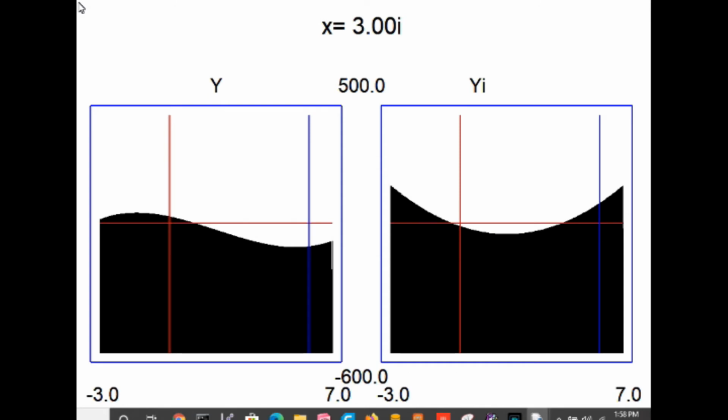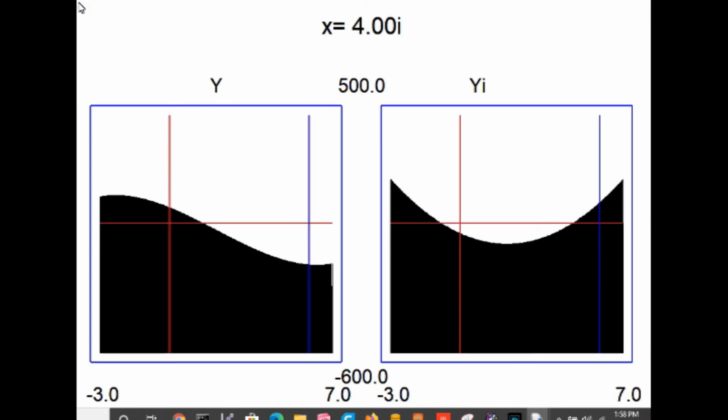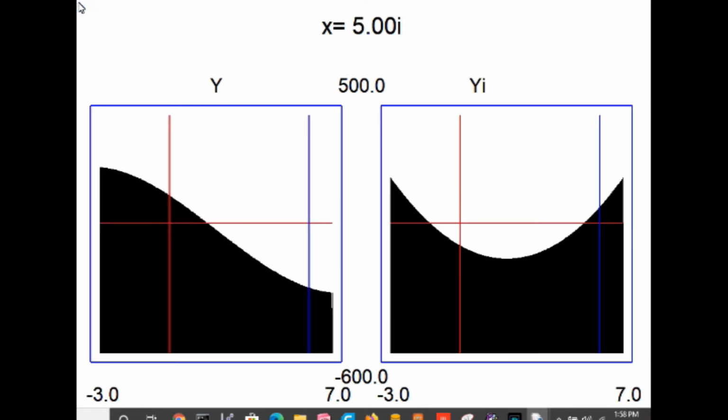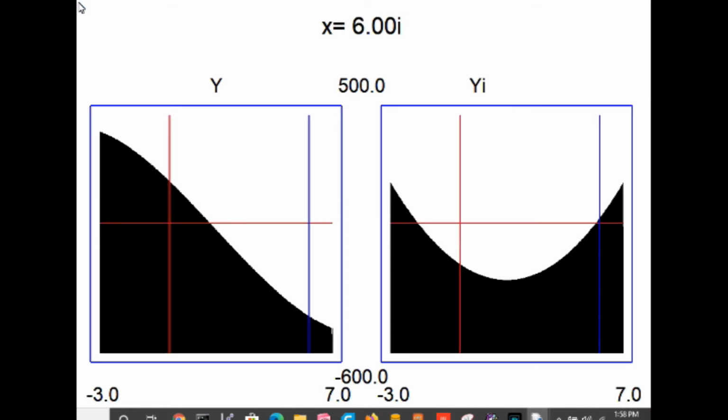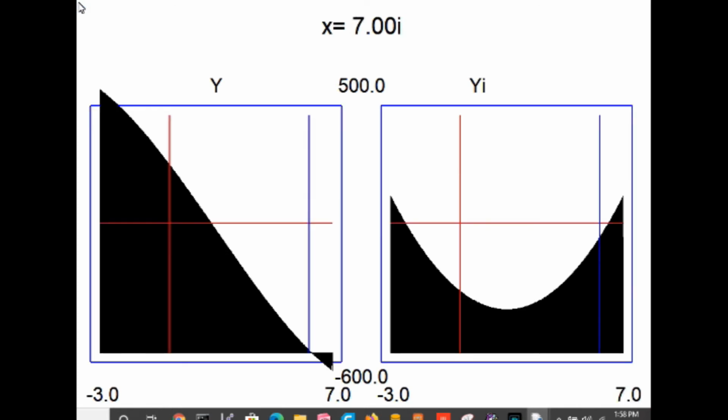By using this 3D approach in two different ways, we can get a better idea of what's happening when we are trying to find the roots.